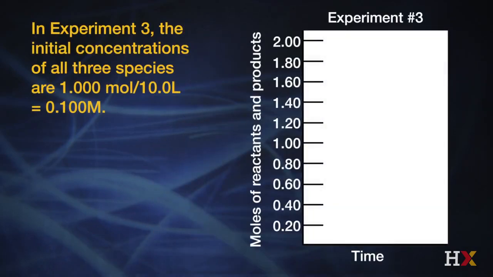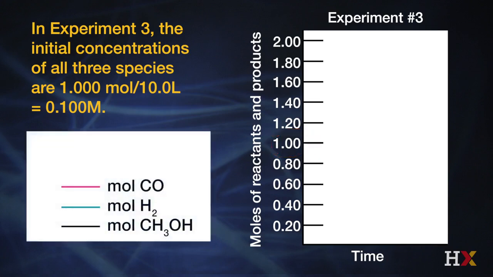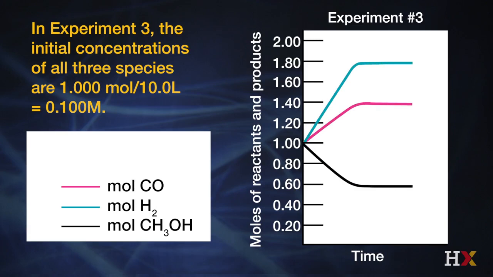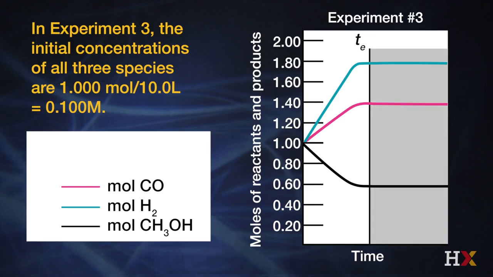We'll call this our experiment number 3, and in this case we have all 3 species at 1 mole in a 10-liter vessel, so 0.1 molar, but they all start out with the same concentration. Now when the reaction proceeds, the concentration of methanol decreases and the concentration of H2 and CO increase until we again hit an equilibrium position.